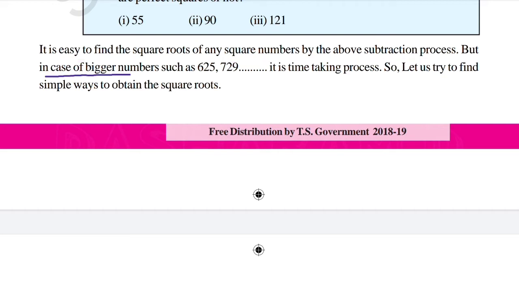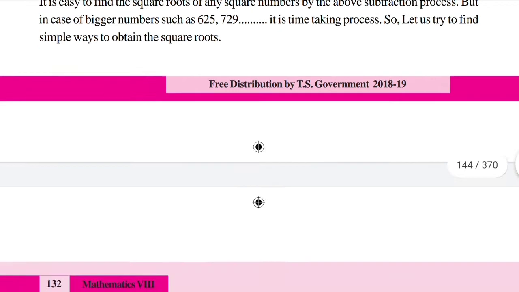But in the case of bigger numbers like 625, 729, it is a time-taking process. So let us try to find simple ways to obtain the square roots. When you are getting the square root of bigger numbers, we need to use another method, because the previous method is very time-taking. What are the other methods?